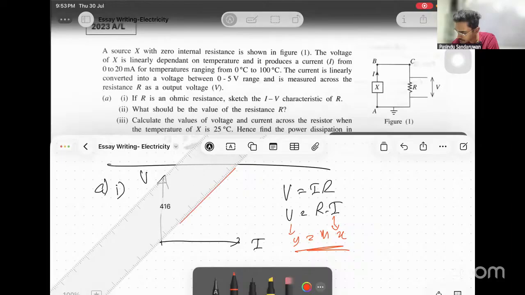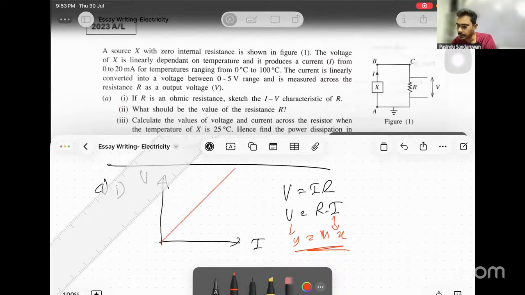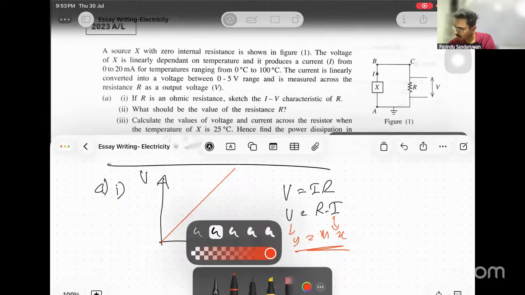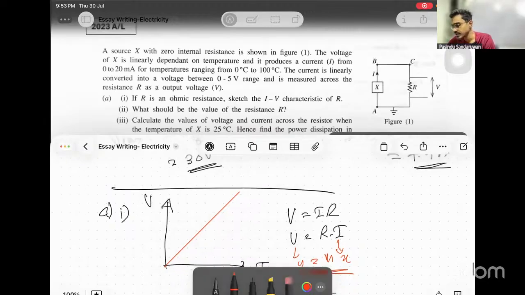Then it should be a straight line that goes through the origin. Right, y equals mx. Then second one.